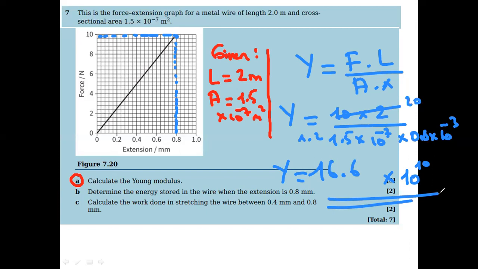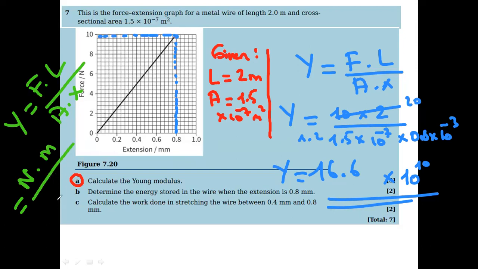What about the unit of Young modulus? We can easily get the unit from the equation. Y, the Young modulus, is equal to F times L divided by A times X. If I write the units in place, the unit of force, newton, times the unit of length, meter, divided by the unit of cross-sectional area, meter squared, times the unit of extension, meter. Cancel meter. The unit of Young modulus is going to be the same as the unit of stress, newton per meter squared. So we have done question A.